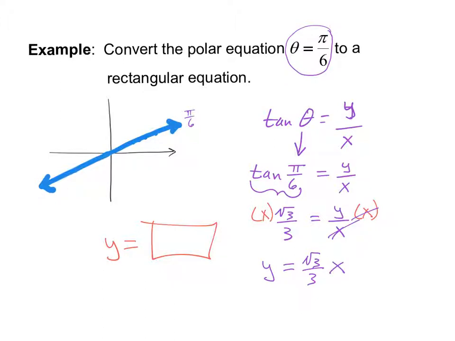Now notice something about this. This is the equation of a line. Think y equals mx plus b, where the slope is radical 3 over 3.